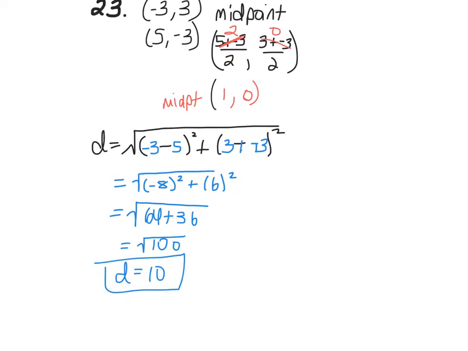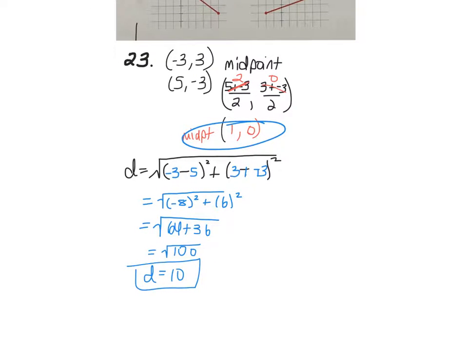How come it's not plus or minus 10? Okay, the square root was already there. But what's another reason? It is a perfect square. But what do we know about distance? It can't be negative. It's always going to be positive.